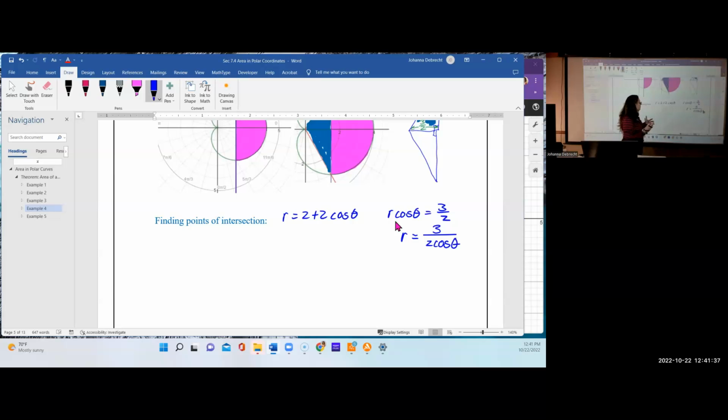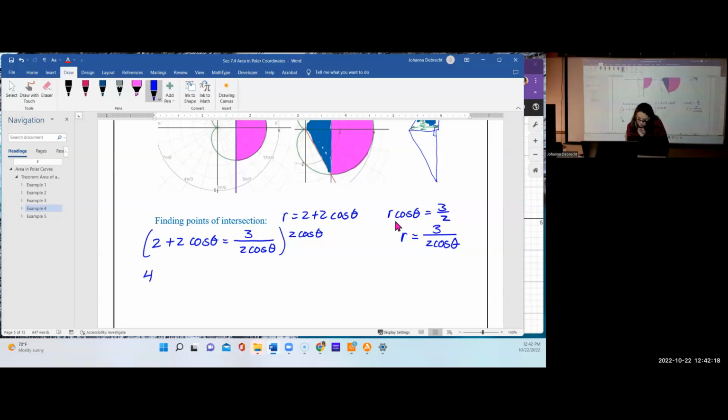Now I've got them both solved for r, so I set the two equations equal to each other. So this gives me 2 plus 2 cosine of theta equal to 3 divided by 2 cosine of theta. So I'm trying to get to a point where I can tell what theta needs to be to make this a true statement. Now I've got this 2 cosine of theta, which is going to make my life really hard. So first off, I shouldn't have this coming out to be 0 in the denominator. So we're going to go ahead and multiply by 2 cosine of theta on both sides of the equation.